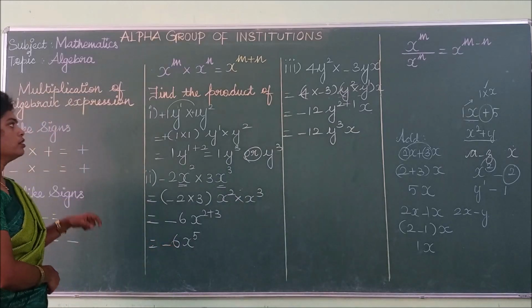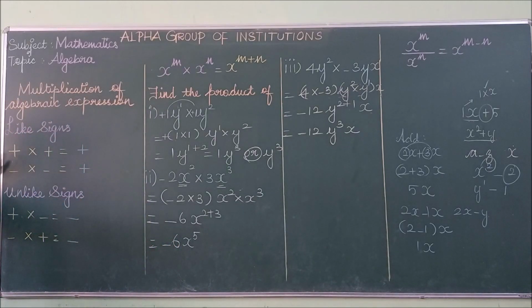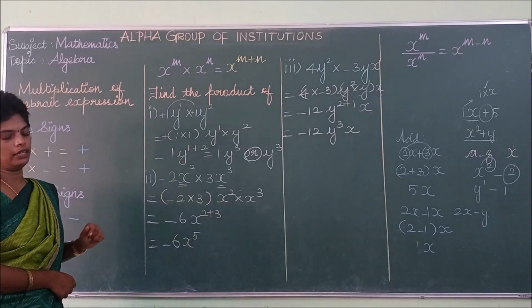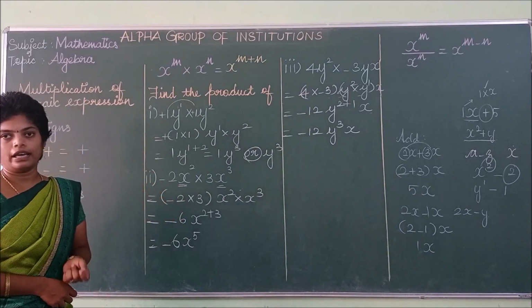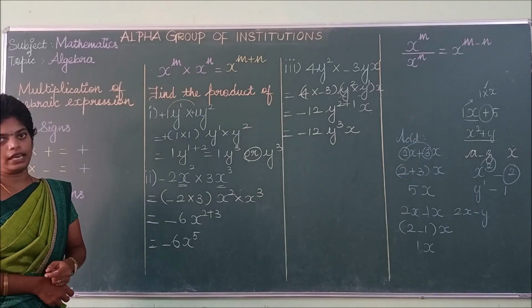Listen carefully. First of all, you have to keep the sign in mind. Sign is the most important thing. Like signs means plus into plus, which is again plus, and minus into minus, which is also plus. For these conditions we say like signs. When like signs come, you can simply put the plus sign. But for unlike signs, where both are different signs, you produce the answer with a negative sign. Then you must keep the formula in mind: x power m into x power n is equal to x power m plus n.